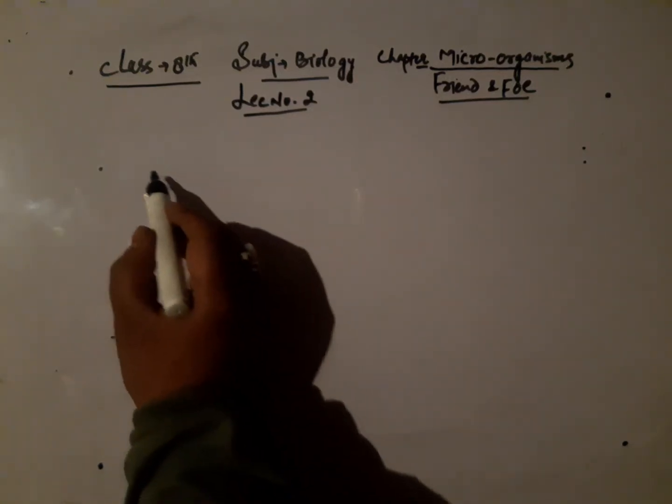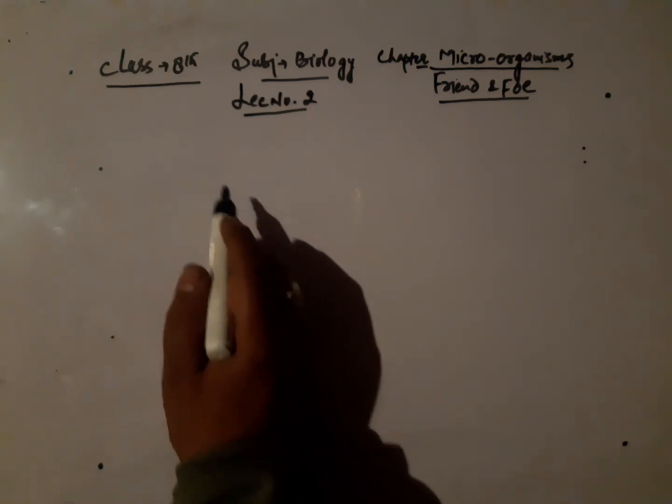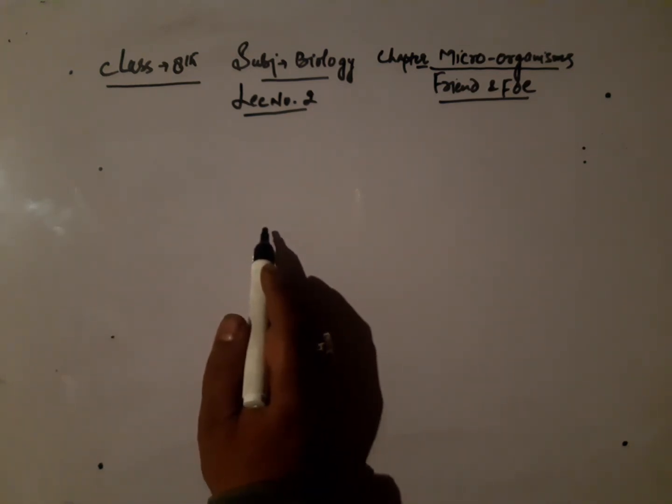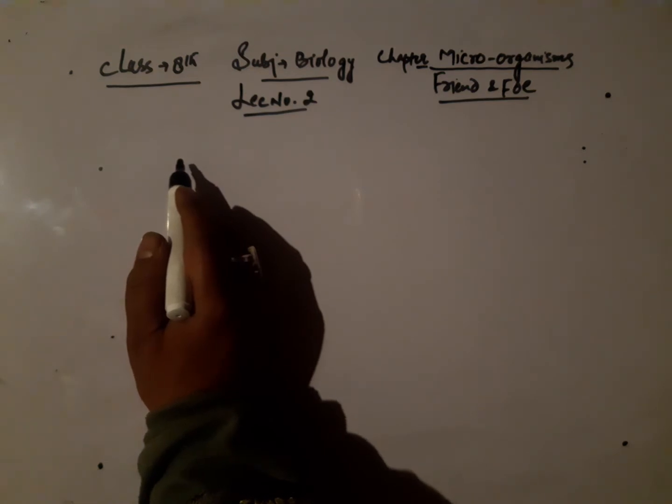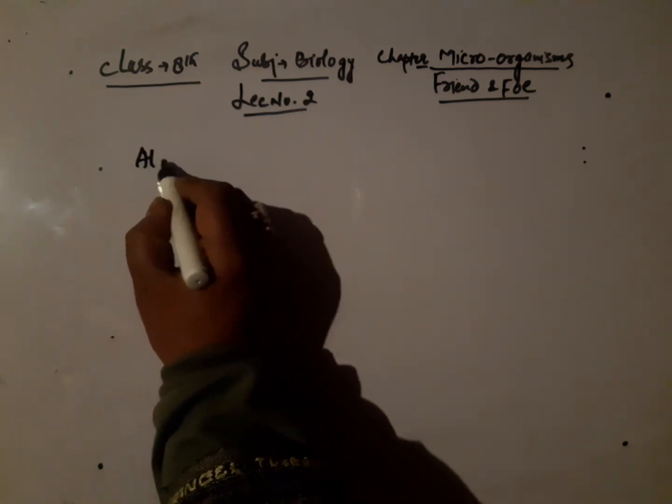Now today we are going to discuss the other groups of microorganisms, and this is lecture number 2 of the chapter Microorganisms Friend and Foe. So today we will discuss algae.